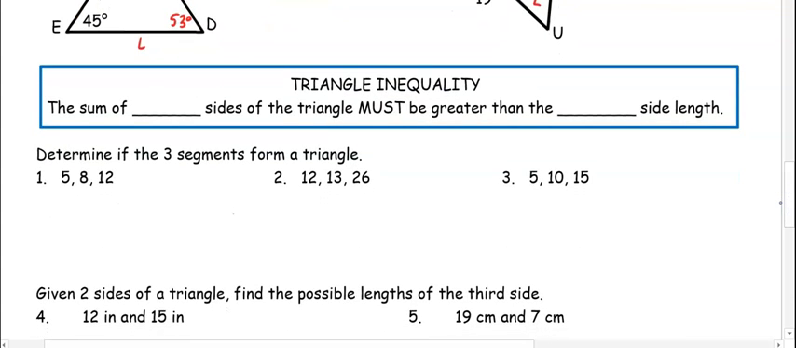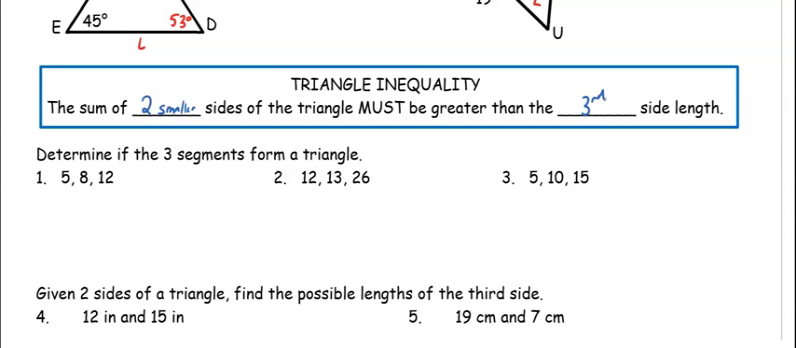Our next part then is triangle inequality. So triangle inequality tells us what kind of numbers make up a triangle. So not any three numbers that we pick are always going to form a triangle. In order for a triangle to be formed, the sum of the two smaller sides must be greater than the third length. So you always want to look for the biggest side and then add the two sides together that are smaller.